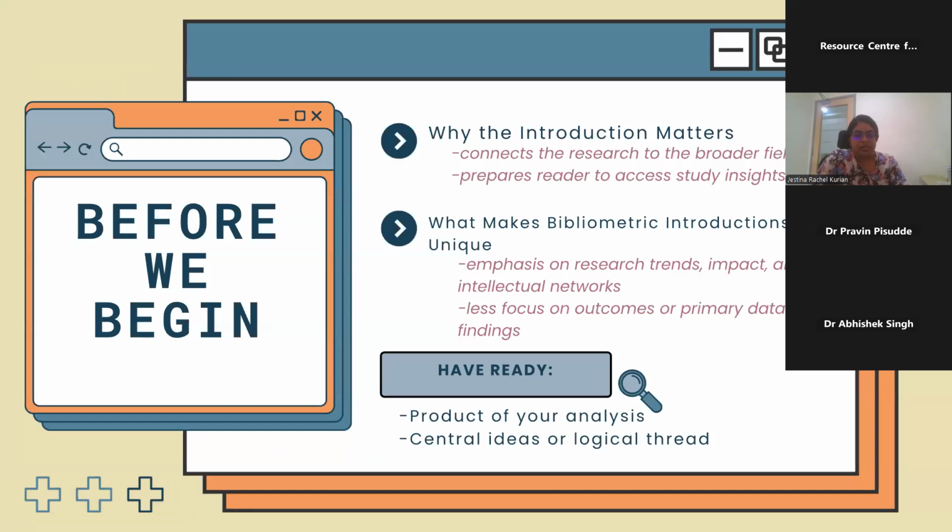So let's see why the introduction matters. Obviously, just imagine your audience. Imagine a person who's going to pick up their database and open your paper. They have had a different day, a different context, and you have to give them context for why you are doing this research or why this paper is in front of them. So it starts with connecting the manuscript and its objectives with the broader field.